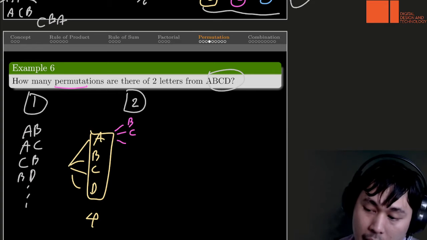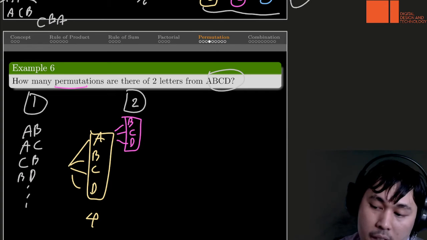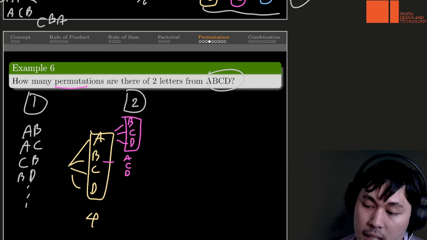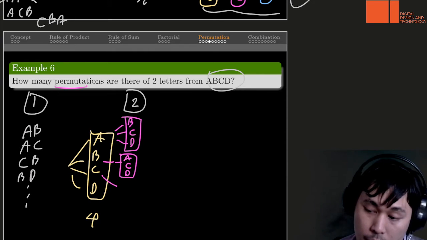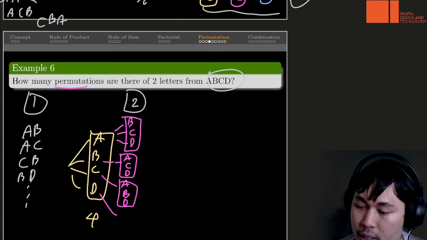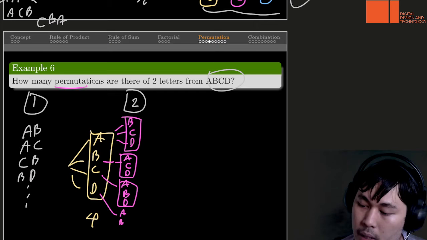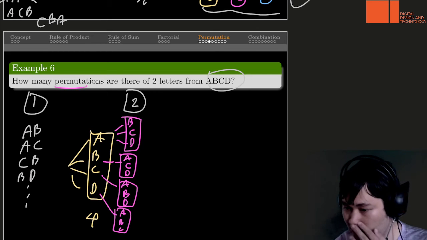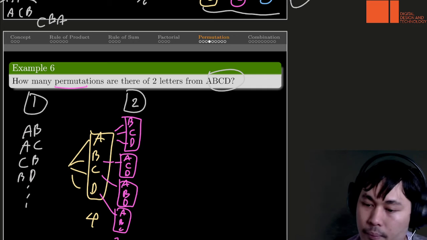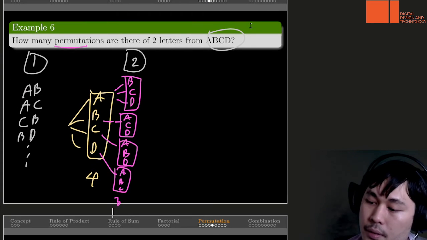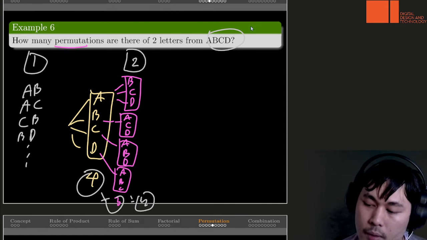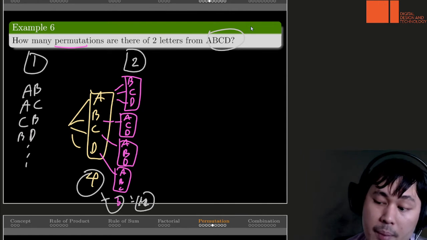Okay, so if you choose A, you have 3 options left: B, C, D. If you choose B, you have 3 options left: A, C, or D. If you choose C, you have 3 options left: A, B, or D. And lastly, if you choose D, you have A, B, or C. And each of these branches has 3 leaves. And so the answer for this one is 4 times 3, which is 12. So at the end, there should be 12 permutations.